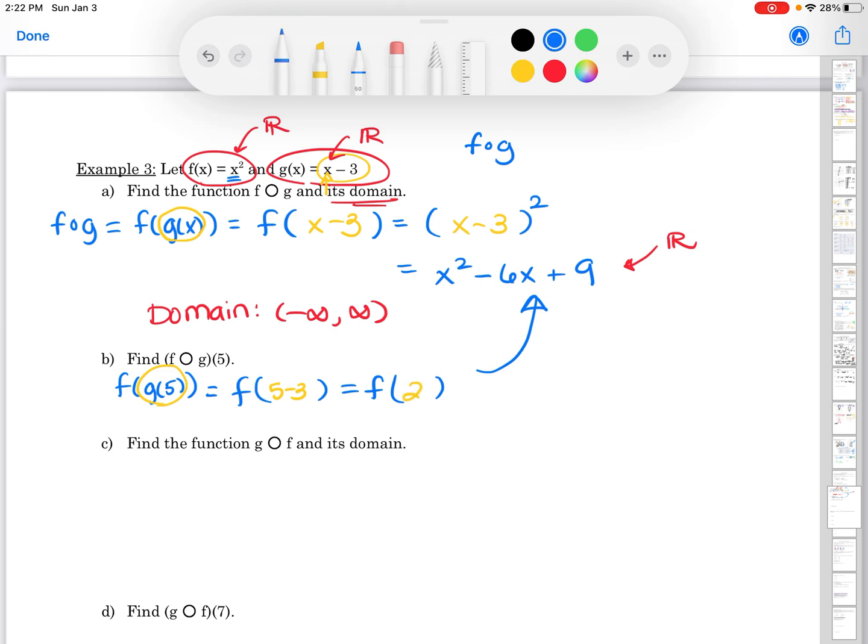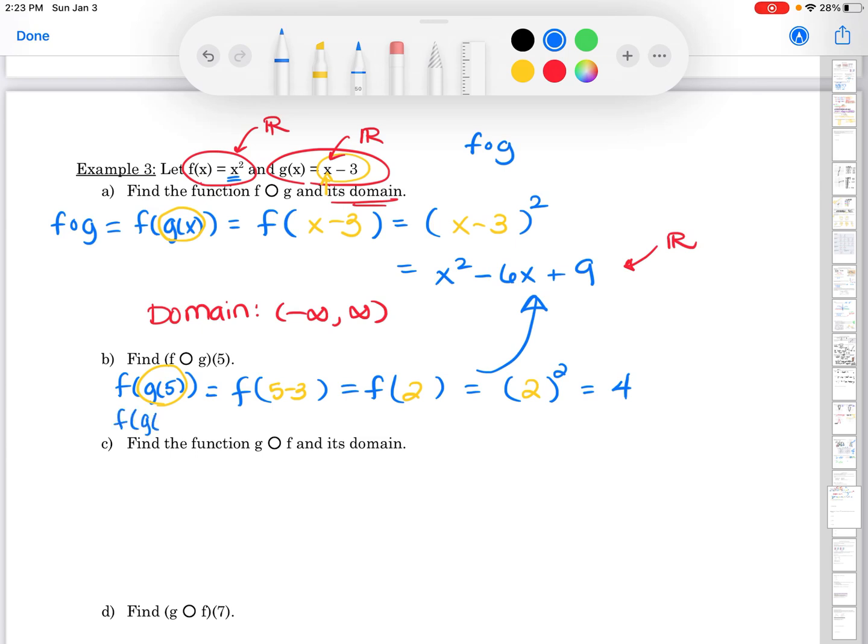And then I'd just be plugging 2 into that function. So something squared, that's 2 squared. So we're going to get 4. We could have gotten the same thing if we had plugged into that original function.